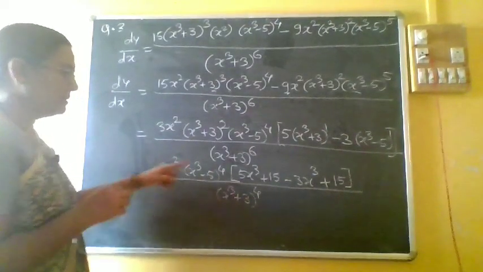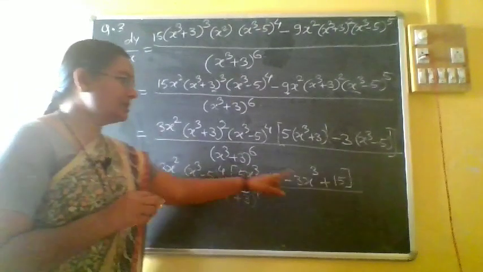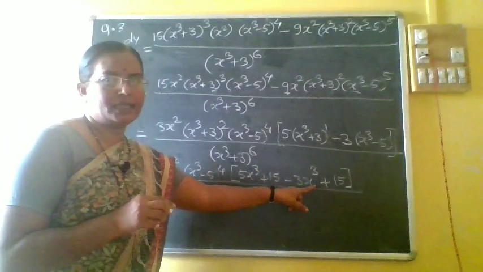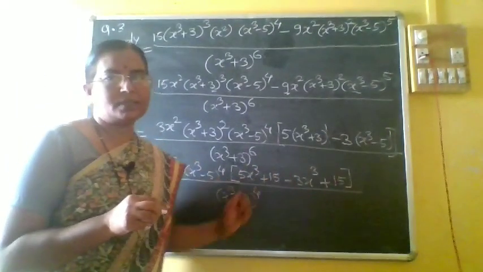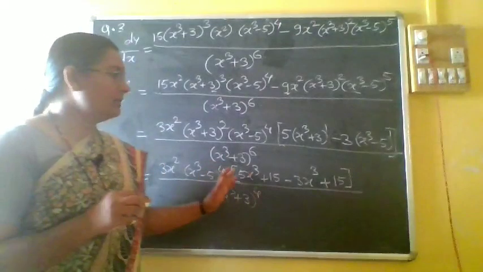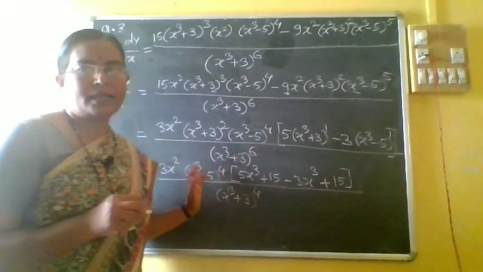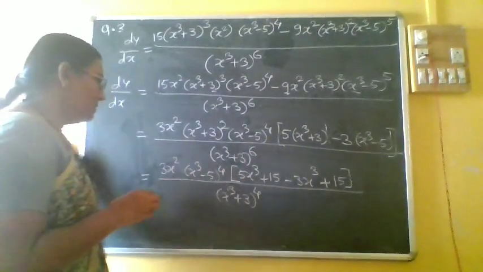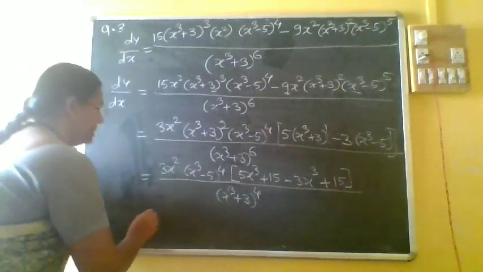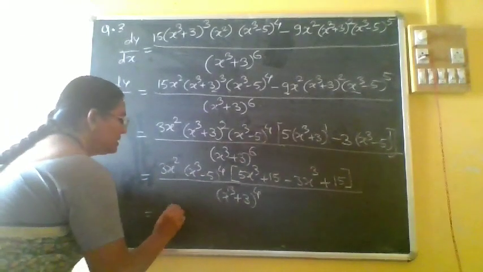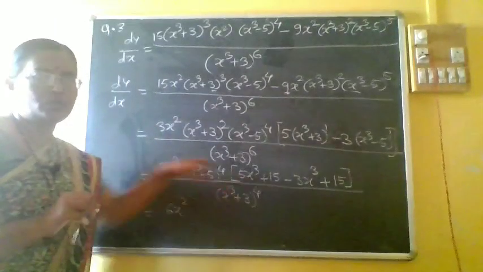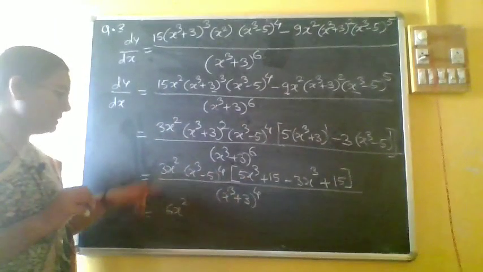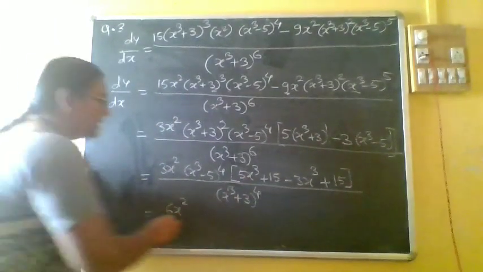This becomes 5x cube minus 3x cube, that is 2x cube, plus 15 becomes plus 30. From these two, I have to directly take out the factor 2 common, and this becomes 6x square. From these two, we have to take 2 common. Then 3 into 2 is 6x square.